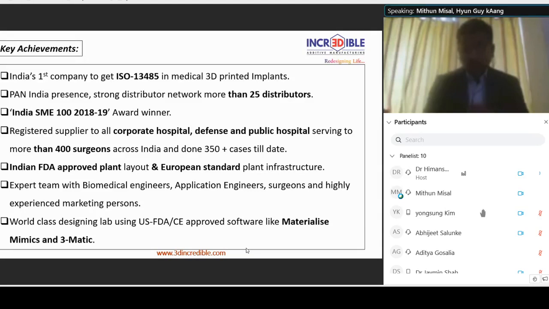The main core is our designing department, which has biomedical engineers and application engineers, and we are connected with the surgeons to get such robust designs. The core is our software, which we use for designing these complicated implants. We use Materialise Mimics and 3-matic. These are the world's best US FDA approved softwares. Apart from that, we do the FE analysis for every design.